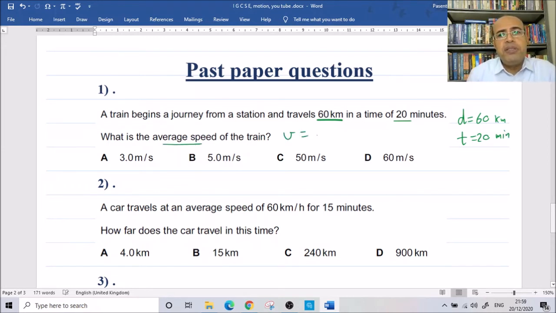The average speed equals the total distance over the total time. You know that the units of the answers are meter per second. So we have to convert kilometer to meter and minute to second. So the distance in meter: 60 kilometer, to convert, multiply by 1000. And the time in minute, to convert minute to second, multiply by 60. Then use the calculator. The answer is 50. So the correct answer is 50 meter per second.